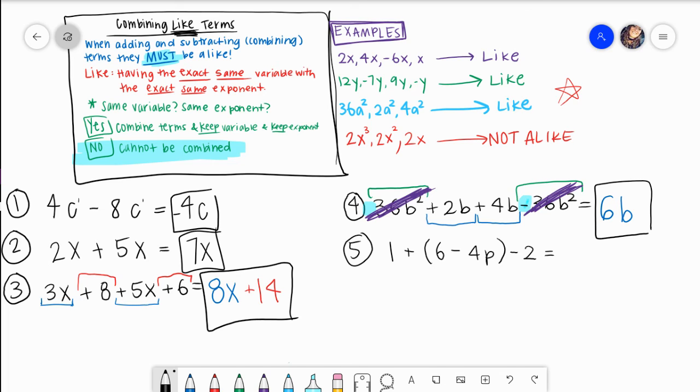That does not turn into a 2p. Please do not turn that into a 2p. My 4 has a variable p. My 6 does not even have a variable. Those are very different terms.